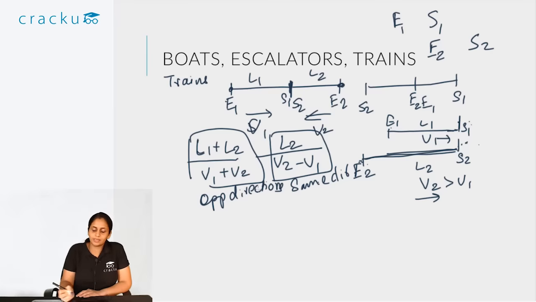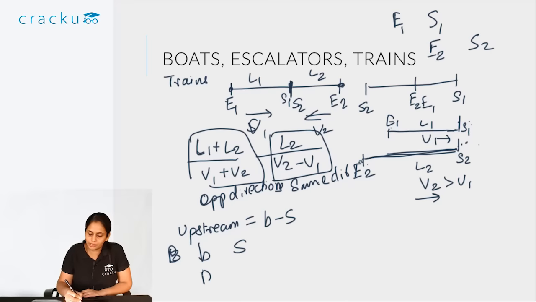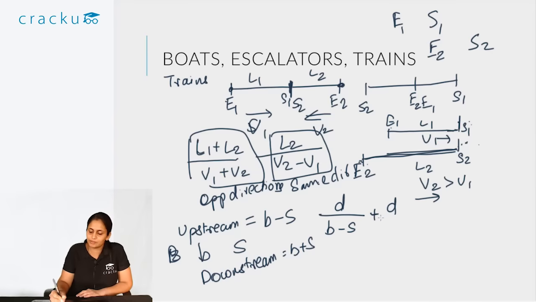For boats, the basic thing you have to remember is that when a boat is moving upstream, suppose the speed of the boat is B, the speed of the stream is S. The velocity while moving upstream will be B minus S, and the velocity while moving downstream will be B plus S. So if a boat covers the same distance going up as well as coming down, say the distance is D, the time taken will be D divided by B minus S plus D divided by B plus S. This is the total time taken.